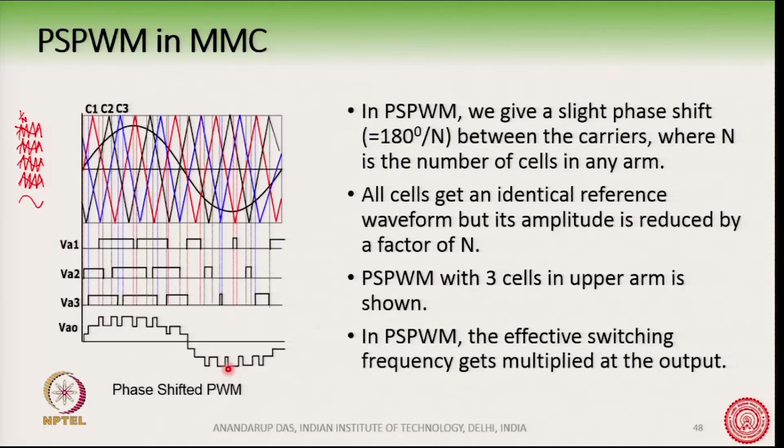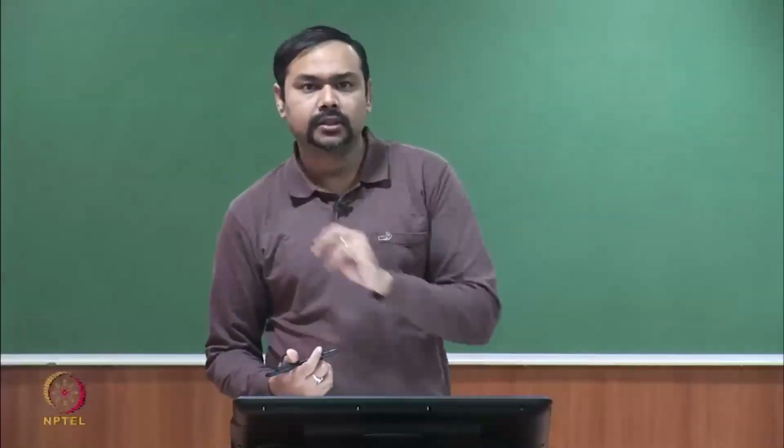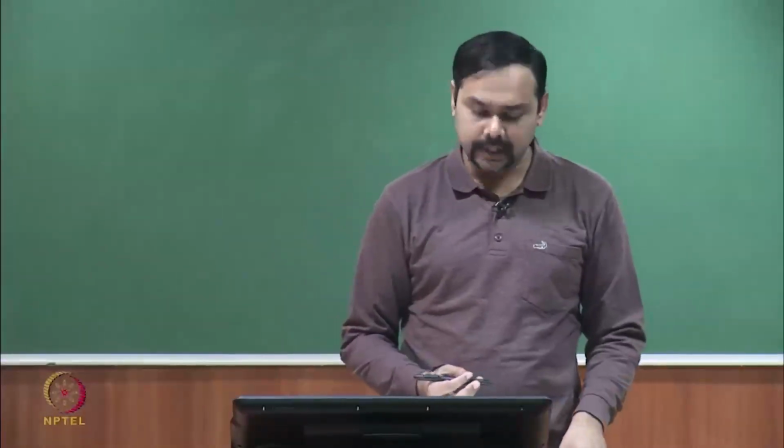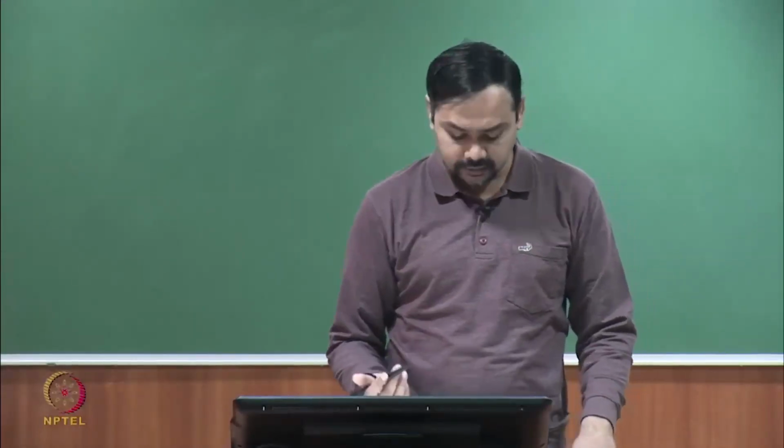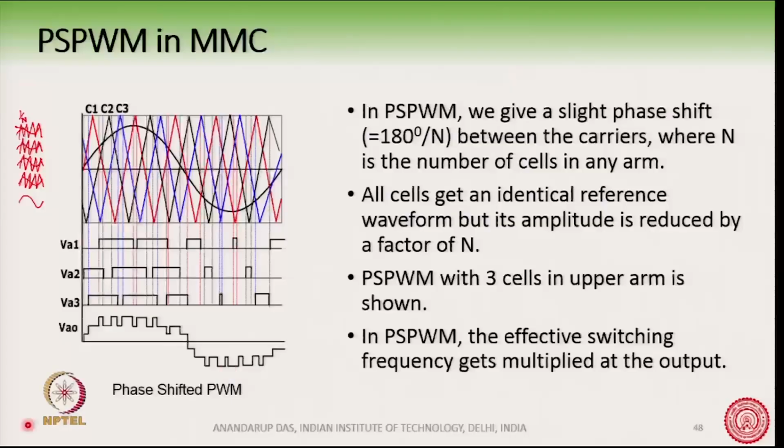So, once we get the reference signal for the arms, it is now exactly similar to how we have already done with the cascaded H-bridge. By using phase shift PWM, we give a slight phase shift to these carriers and we do the switching action, and the logic is pretty much repetitive of what we have seen earlier.